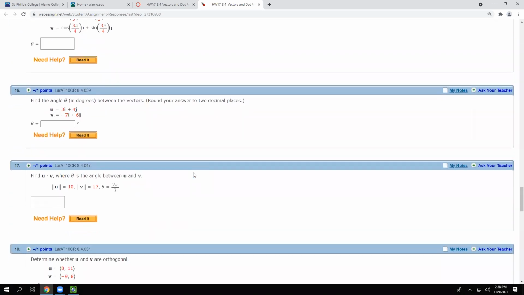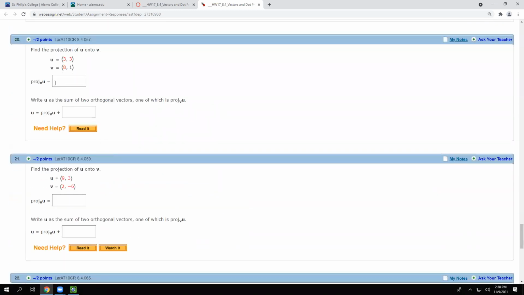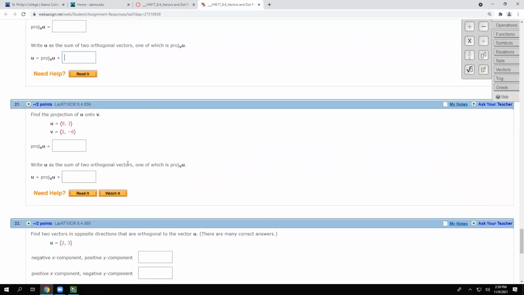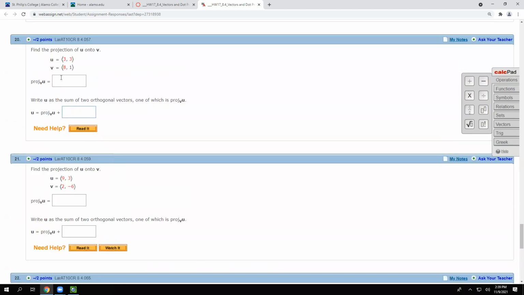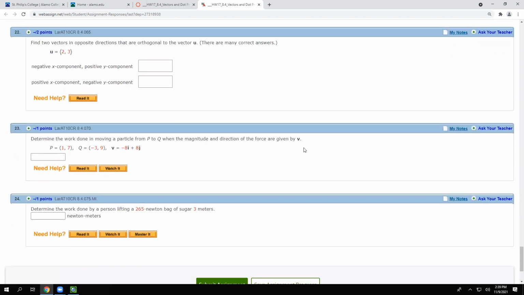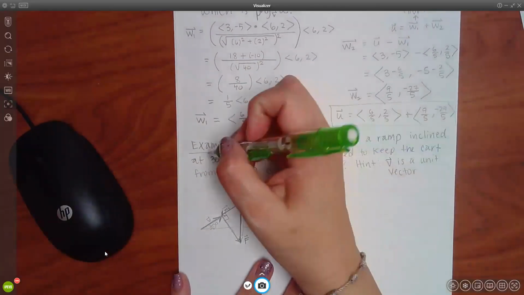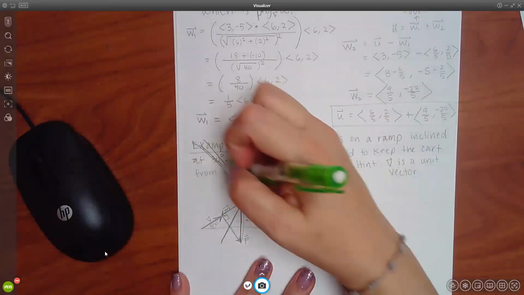Nope, it's just a bunch of dot products and finding the angles and then telling me whether they're orthogonal or not. There's one with the projection, and then you have to find the second vector. How do you find the second vector? You just subtract whatever you get for this one from U, right? That's how you get the second vector. Okay, determine the work. So you have two that do actually want you to determine the work. So I'm going to skip this example just because I don't see anything in there that's going to pertain to you. So we're going to skip example 6.